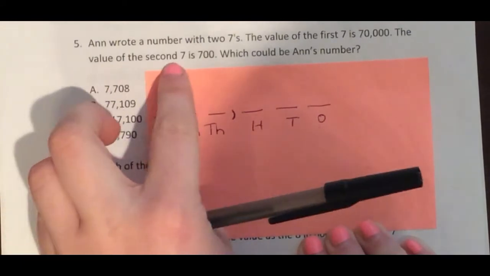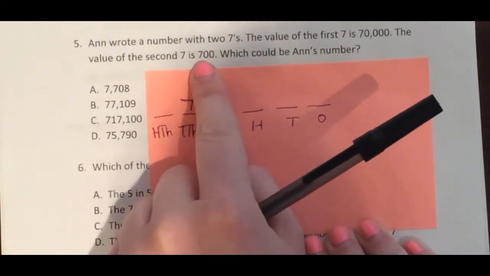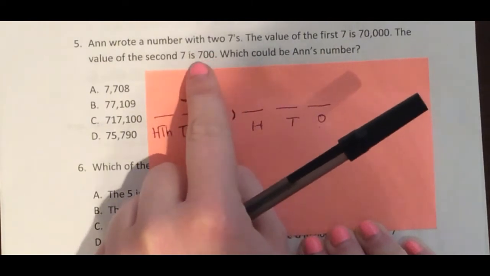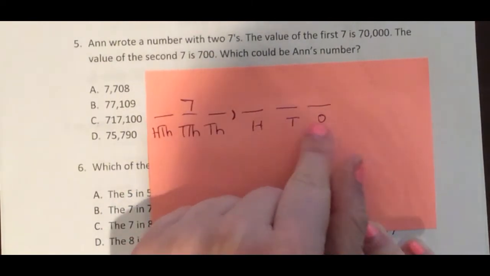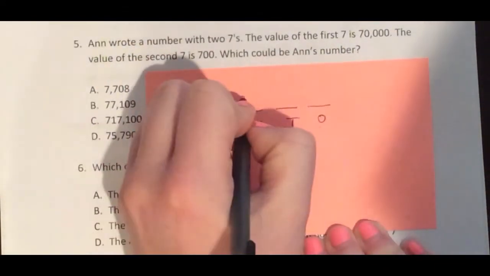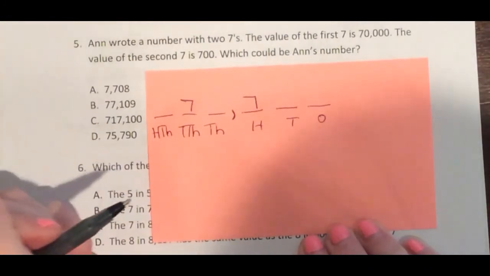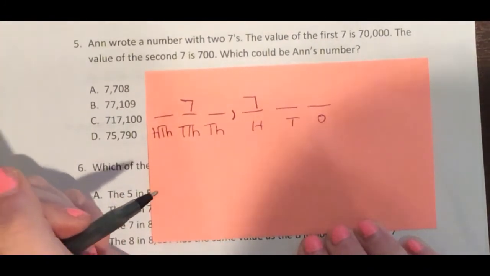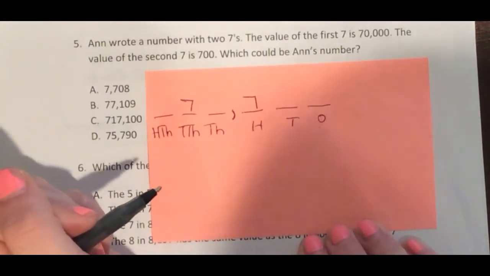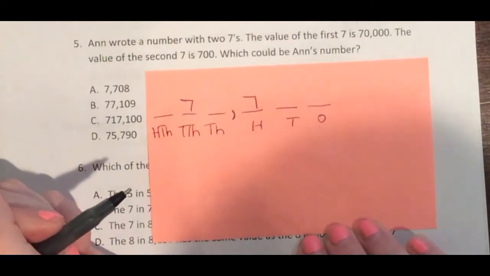The value of the second 7 is 700. Where is that 7 in this number? It's in the hundreds. Ones, tens, hundreds. So I'm going to put it in the ones, tens, hundreds spot right here. So I'm going to put a 7 here. Now, I can't fill in any of the other numbers because I don't know what they are. I'm not looking for the value of the number. I'm looking for what could be the number.